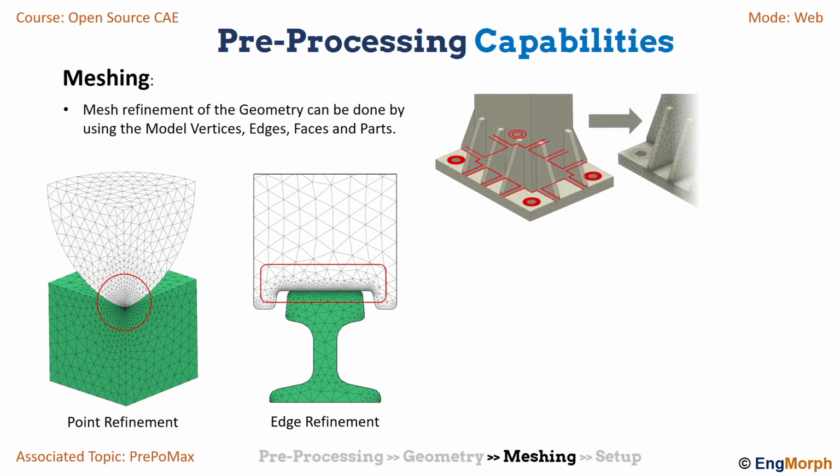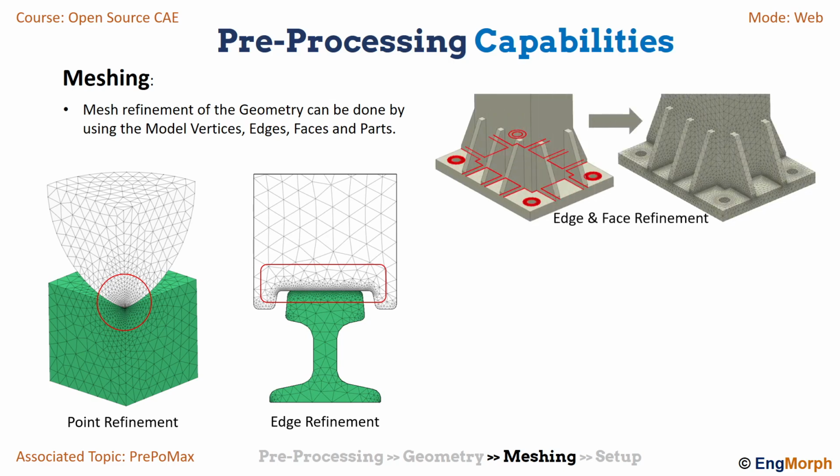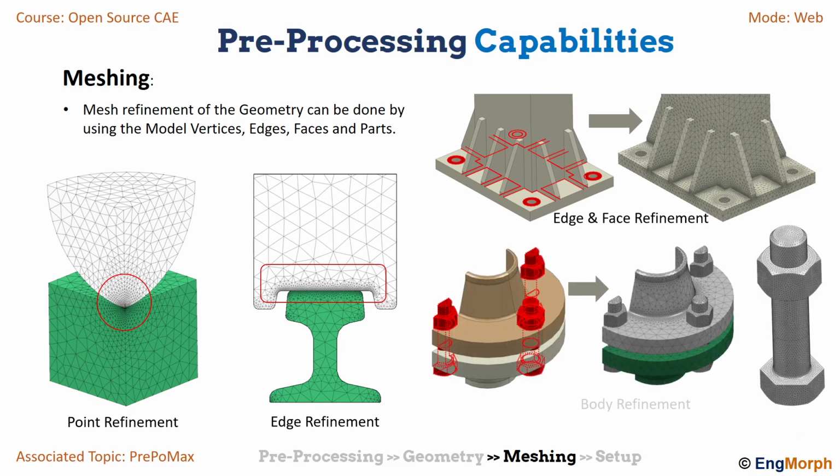In the third example, both edges and faces are used to refine the mesh. In the flange joint assembly, bolts are selected for mesh refinement, that is, parts of an assembly are used for refinement.